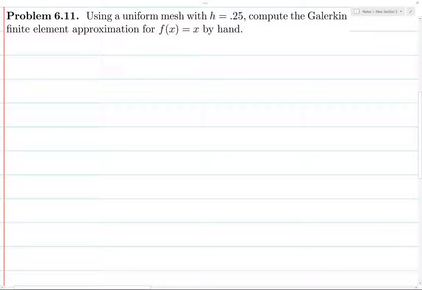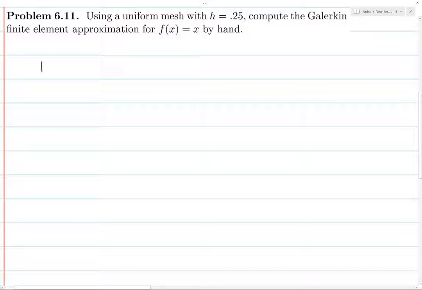Alright, so in this problem we're going to compute the Galerkin finite element approximation by hand. You type things with your hands, so couldn't you just type this up in MATLAB? And would that count? Maybe, but let's actually do this exercise. So, what's the setup here?